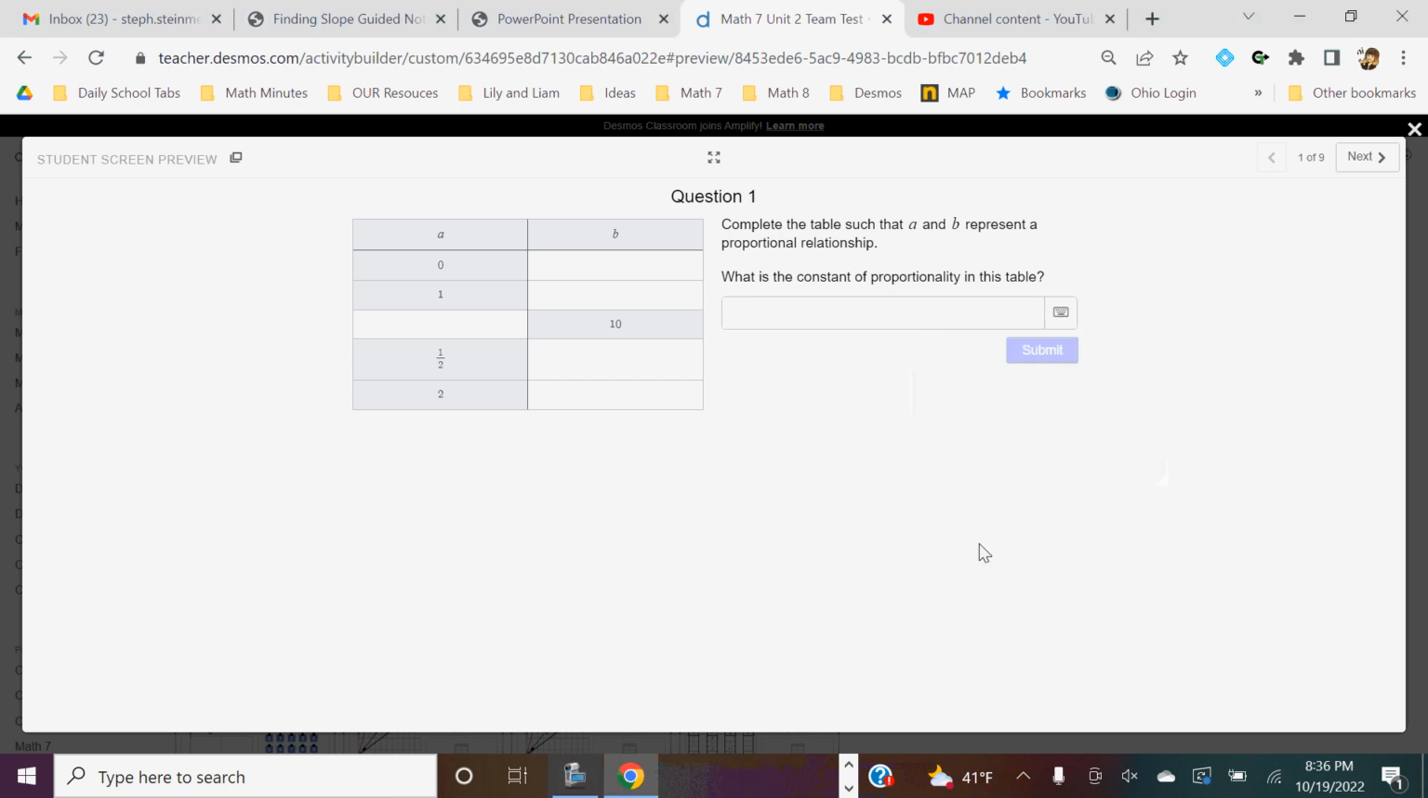Here's a video to go over your Math 7 Unit 2 team test that we took today in class. All right, so it says complete the table such that A and B represent a proportional relationship. What is the constant of proportionality in this table?